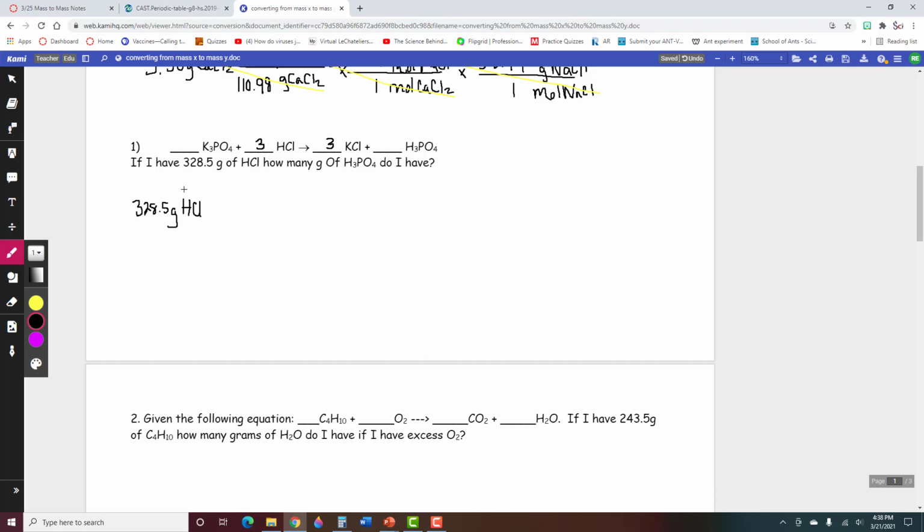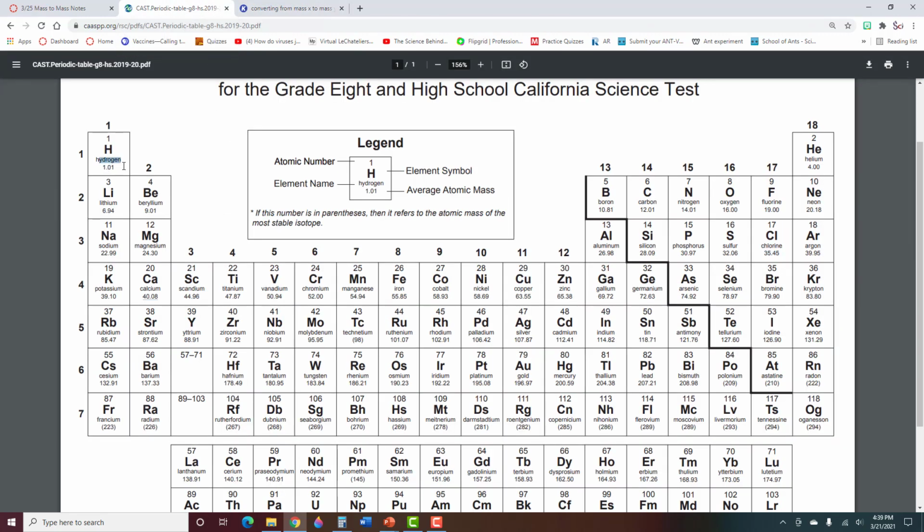And then the next step is always going to be to draw your division bar. Take your starting unit and put it on the bottom, grams of HCl. Whenever I have grams, that always pairs with moles of the same thing, HCl. Grams and moles should always be the same compounds. This mole will then always be 1 wherever it's paired with grams, and then I need the molar mass off the periodic table, HCl. So H is 1.01 and then Cl is 35.45.